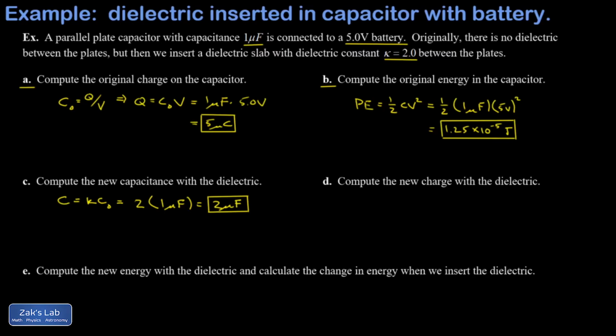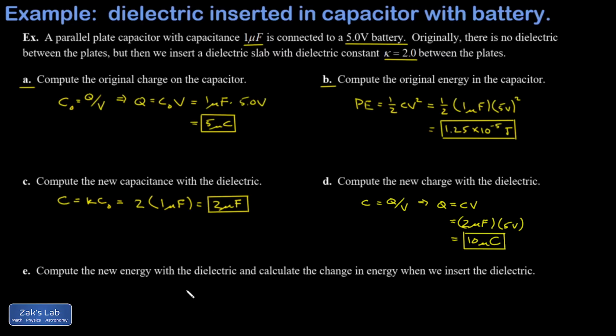As far as getting the math done, it's as simple as writing down again the definition of capacitance and solving for Q. And I know the potential difference is going to stay at 5 volts because this thing is connected to the battery. And my capacitance is 2 microfarads. And my potential difference is 5 volts. And I end up with 10 microcoulombs of charge.